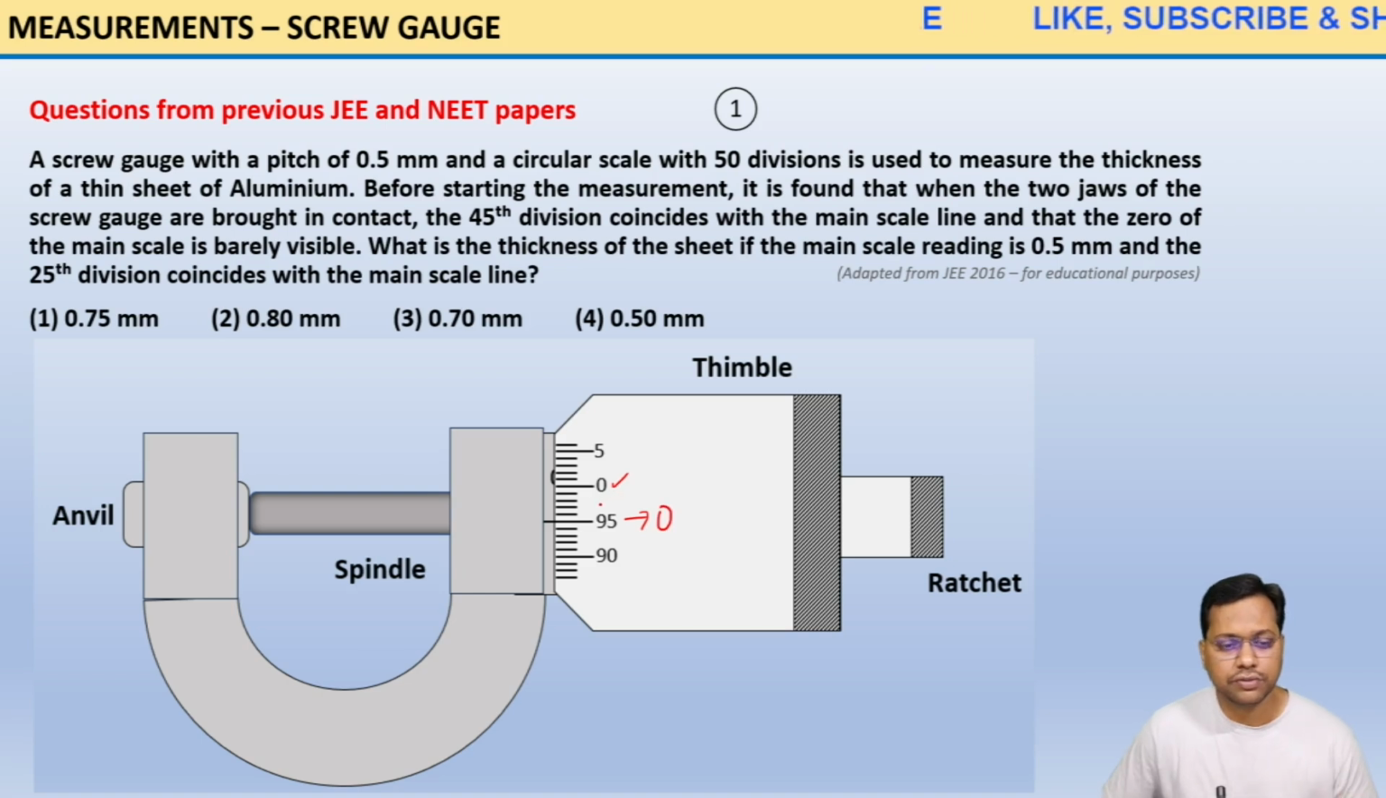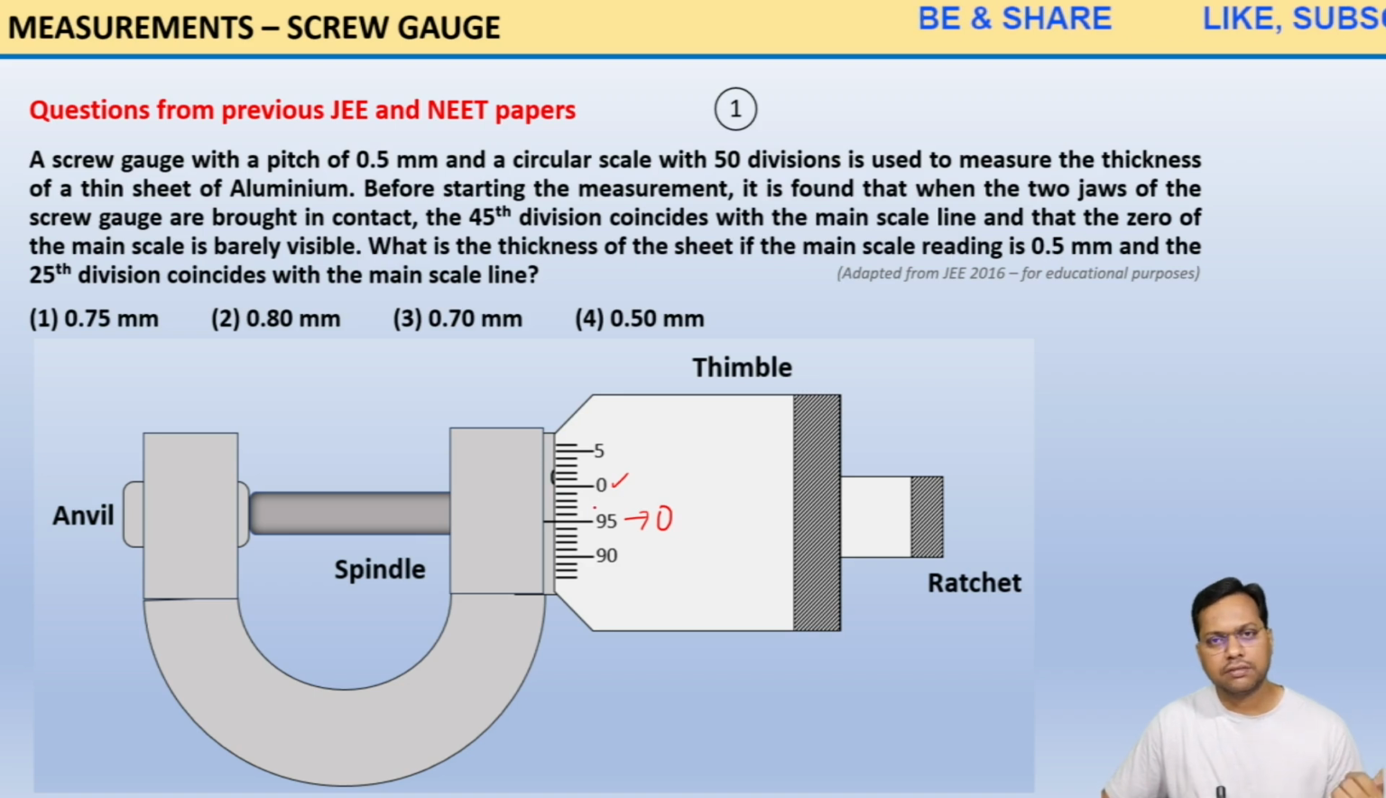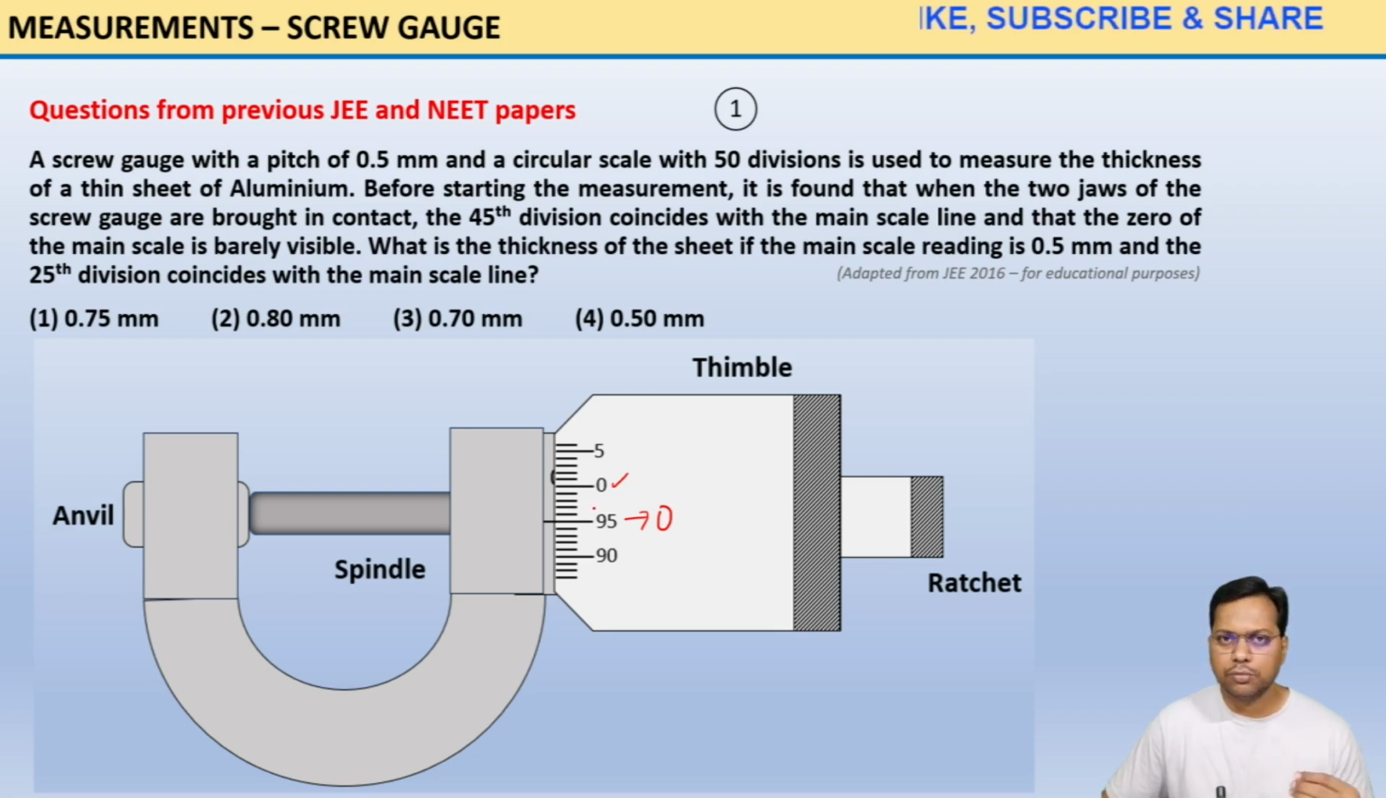That means if you take the same circular scale in the horizontal pattern, if you just rotate the screw gauge, you can see that the zero is shifted backward to the 95. Therefore, in both the cases, whether you take the main scale or the circular scale, the zero is shifted backward. Therefore, the given screw gauge is said to have a negative zero error.